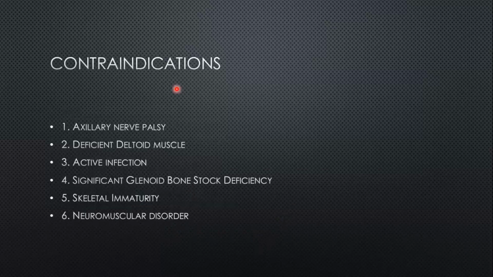So where do we not think of RTSA at all? Obviously, if the deltoid is compromised. Where can the deltoid be compromised? If there is an axillary nerve palsy, if there is a deficient deltoid muscle, if there is an active infection, obviously you don't go for a joint replacement in that case. Also, significant glenoid bone stock deficiency, which cannot be filled even with biological or structural component fixation, skeletal immaturity, or a neuromuscular disorder.